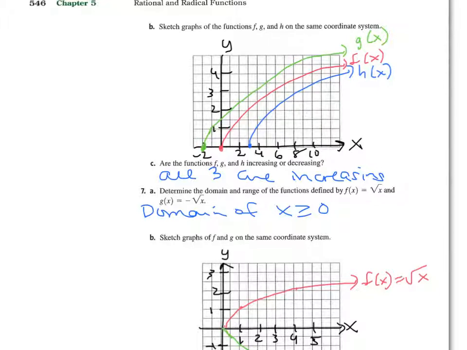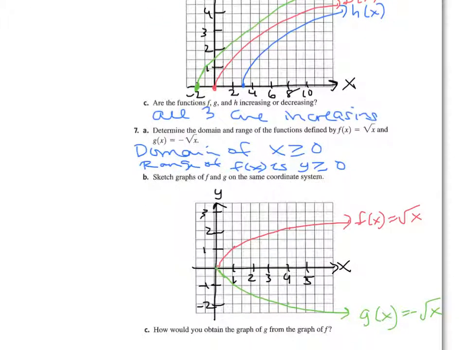Now the ranges are going to be a little bit different. So the range of f of x is y greater than or equal to 0. But the range of the other one, as you're going to see when we graph it especially, is y less than or equal to 0. That's going to give me the bottom half of the graph.